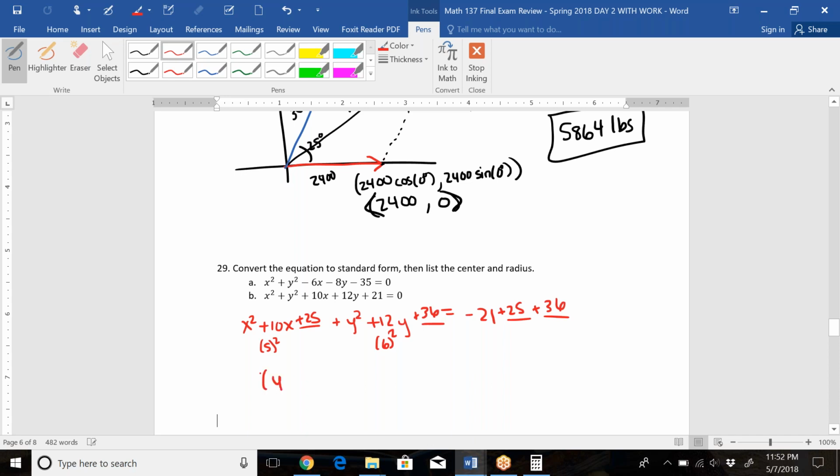This factors into x plus 5 squared plus y plus 6 squared equals, that would be 4, and then plus that is 40. So this has a center of negative 5, negative 6, opposite of x and opposite of y, and this is r squared, so the square root of that would be our radius, which would be 2 square root of 10.